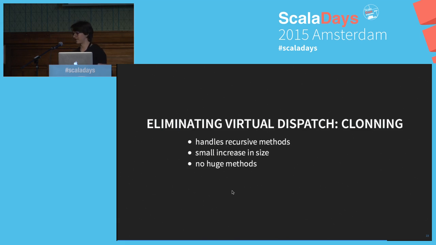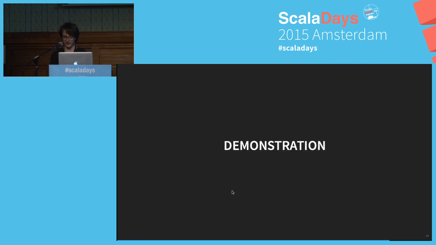We have no huge methods. We don't do inlining. Methods only decrease in size because the arguments are removed. And the biggest advantage here is that this isn't something new. This is the same mechanism that does specializations, but instead we specialize for singleton types, not for primitive types. So we don't need to reinvent the wheel. We already have everything here.